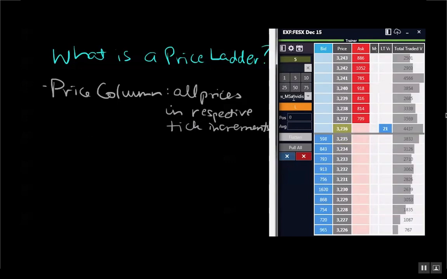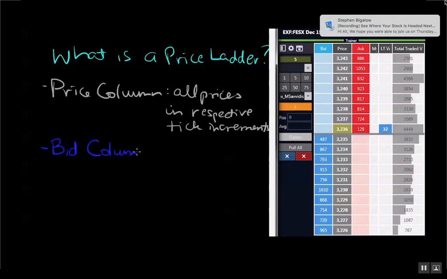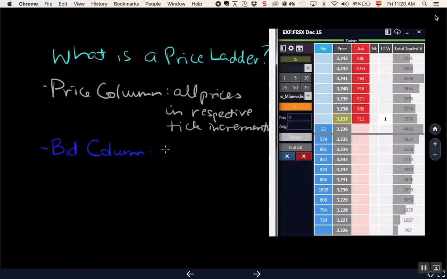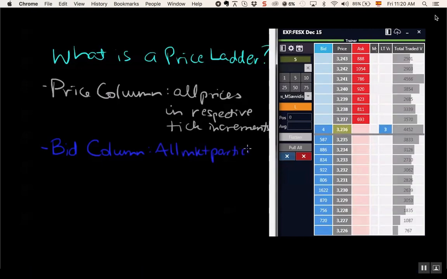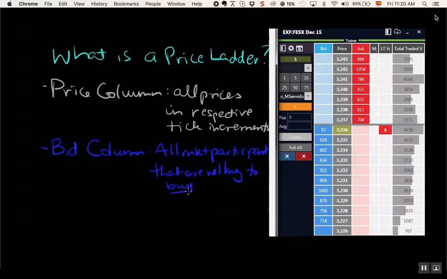Now the next column we're going to go through is the bid side. So what are the bids? The bid column is just as important as the offer column, but we'll go through the bid column first. The bid column is all market participants that are willing to buy. So what does that mean? We take a look over here. This column here is our bid column.